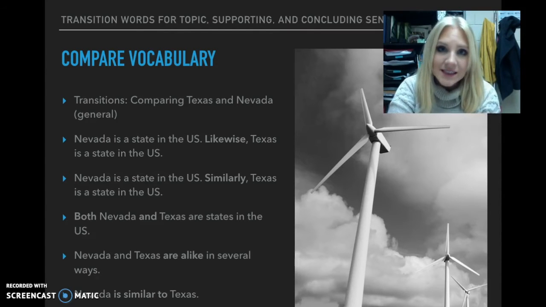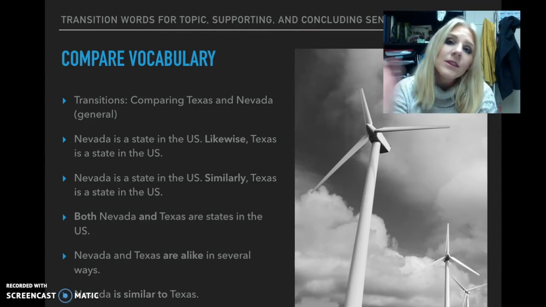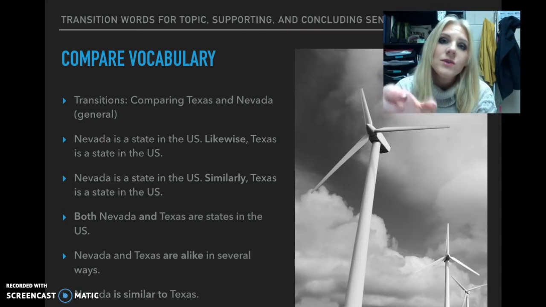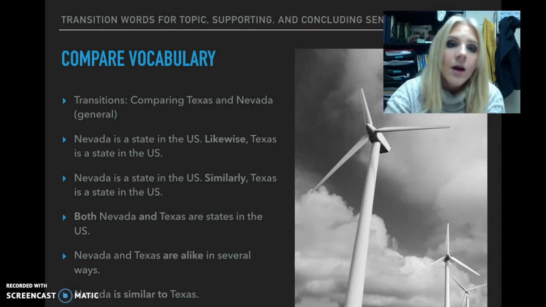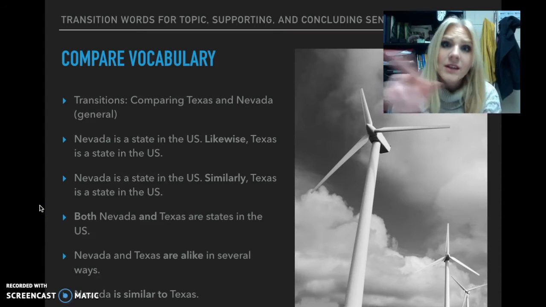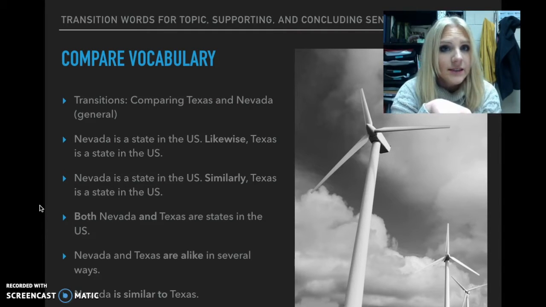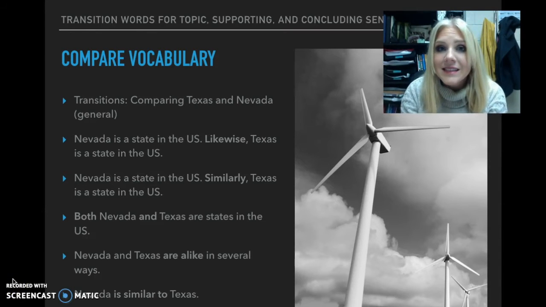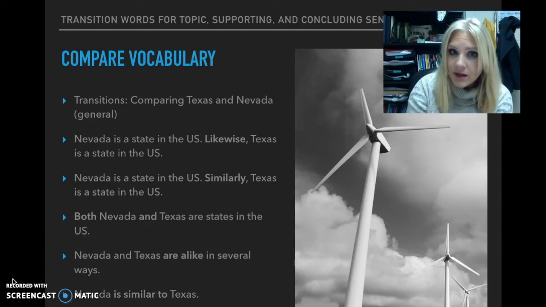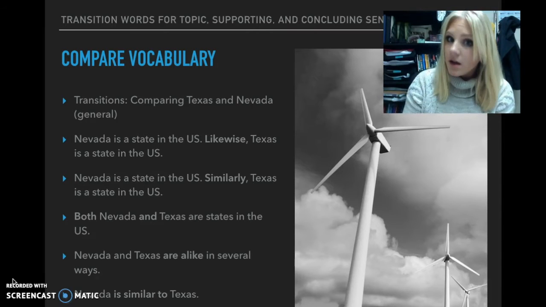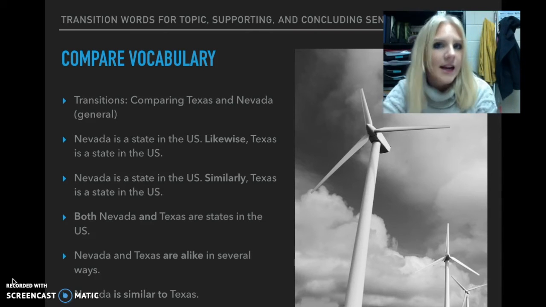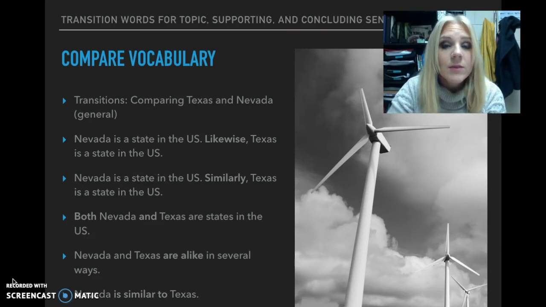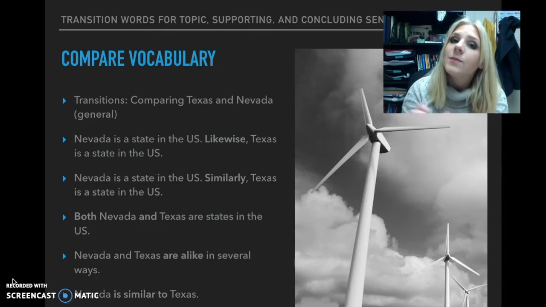Likewise, Texas is a state in the U.S. So notice I put likewise between two sentences followed by a comma. Also, there is a period between those two sentences. Remember, they're not connected with a comma. So Nevada is a state in the U.S., period. Likewise, comma, Texas is a state in the U.S. And the same thing for similarly. Both of them are used at the beginning of a sentence followed by a comma.